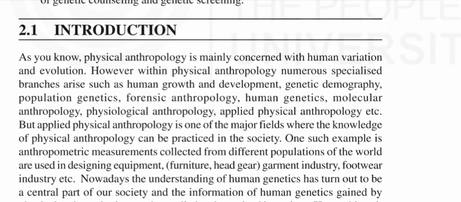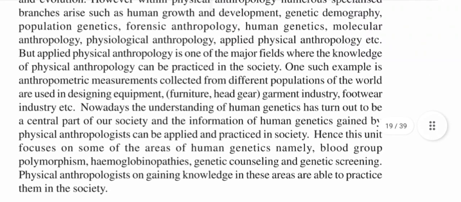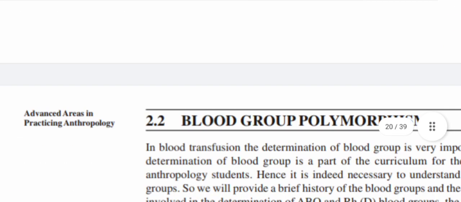Nowadays, the understanding of human genetics has turned out to be a central part of our society, and the information of human genetics gained by physical anthropologists can be applied and practiced in society. Hence, this unit focuses on some of the areas of human genetics, namely blood group polymorphism, hemoglobinopathies, genetic counseling, and genetic screening. Physical anthropologists, on gaining knowledge in these areas, are able to practice them in the society.